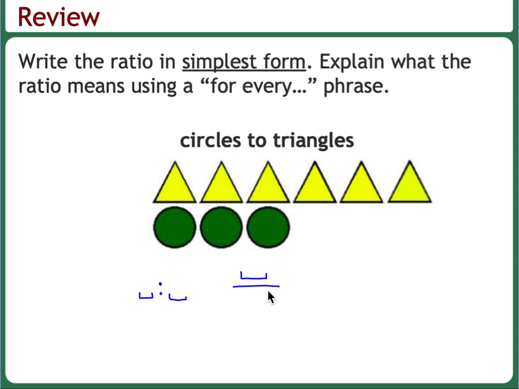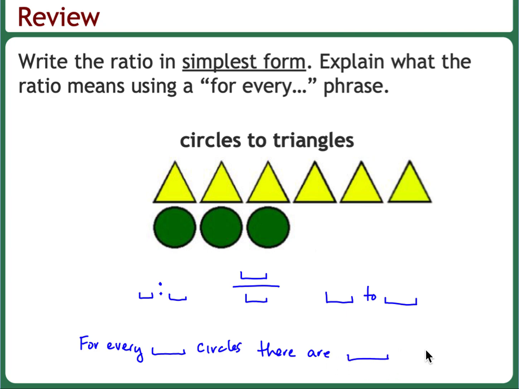We can use fraction form. So circles to triangles. Or we could just use the word "to." Circles to triangles. And obviously we're going to fill these in with the numbers. And then we're going to have our "for every" statement. So for every however many circles, there are so many triangles. Alright, so give that one a try. See how you do. Alright, so circles to triangles.